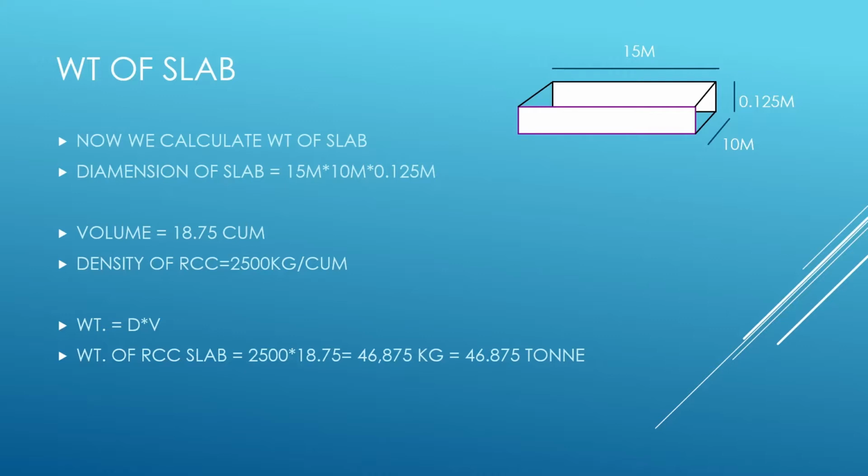This much is the weight of your slab of dimensions 15 by 10 meters. 15 meters multiplied by 3 is 45 feet, and 10 multiplied by 3 is 30 feet. So a slab of 30 feet by 45 feet dimension weighs about 46.875 tons. Okay. Thank you.